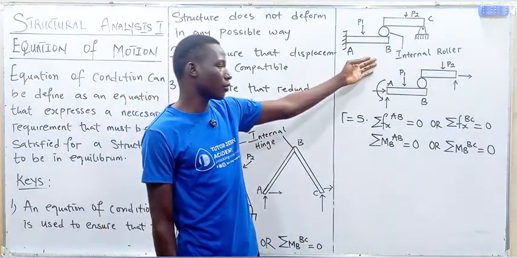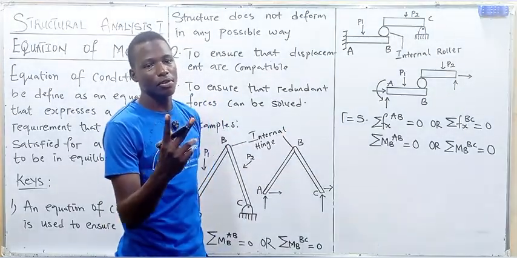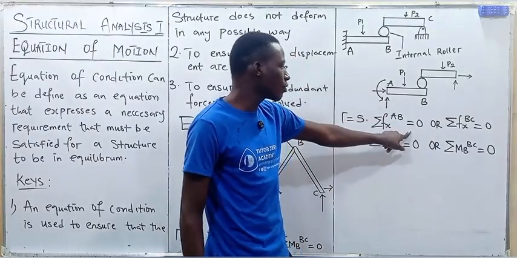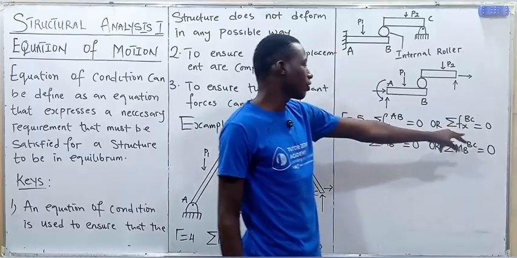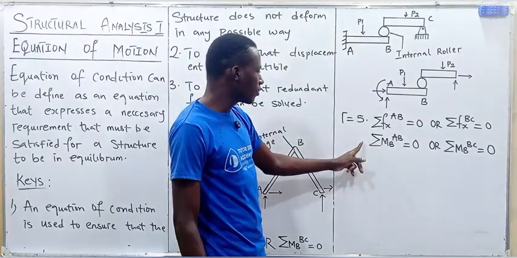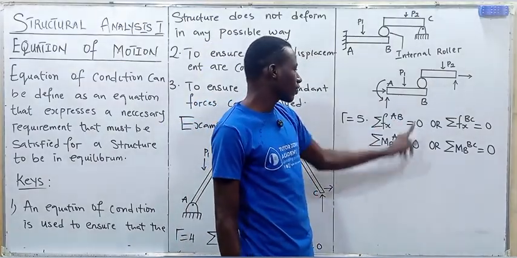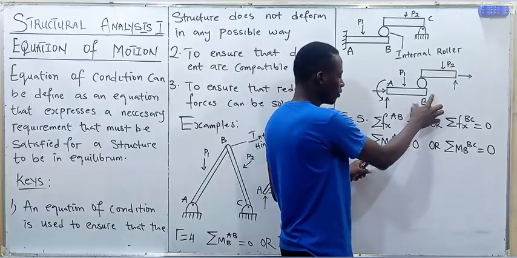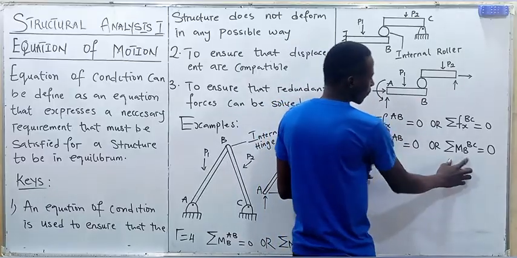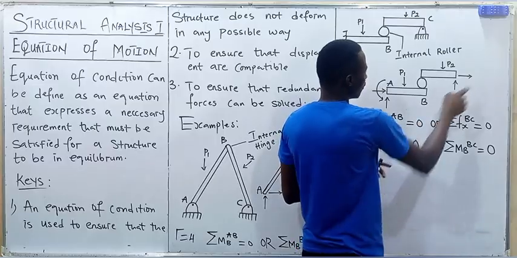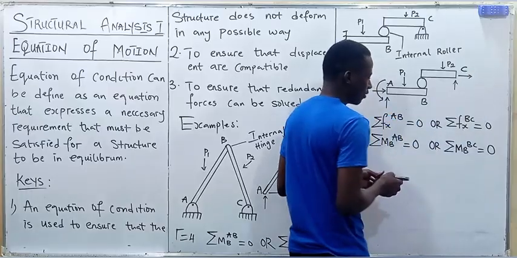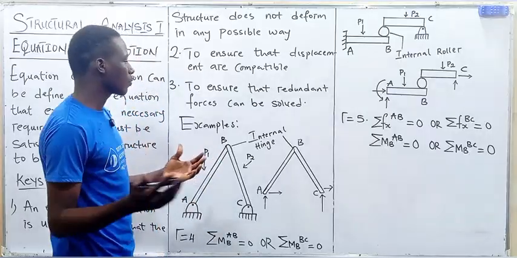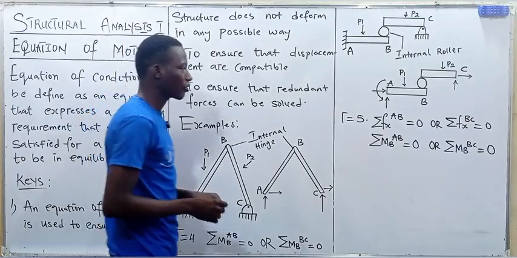This is a roller support. Now R is equal to 5, so we need 2 equations of condition. So we either use summation of Fx of AB equals to 0, or summation of Fx of BC equals to 0. That is for one. And secondly, we either use summation of moment about point B of AB equals to 0, or summation of moment about point B of BC equals to 0. So take note of all of this as we begin to solve reactions, and as we begin to resolve forces, you will see the application of all of this.